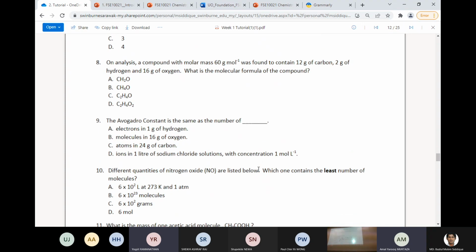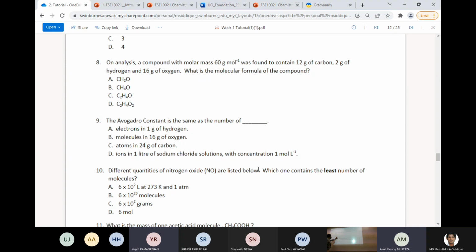Question number 8, the same thing. I'm not going to do that again. Question number 9, interesting thing. Avogadro's constant is the same as the number of what? Take a moment and think what could be and why it could be.